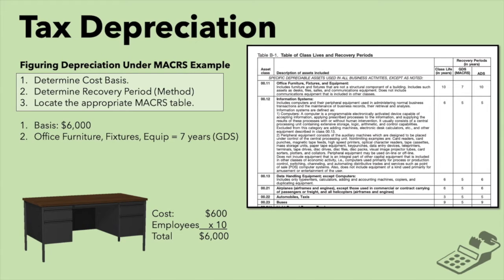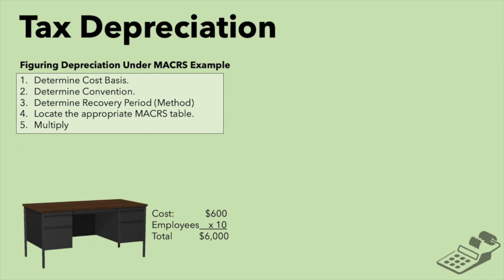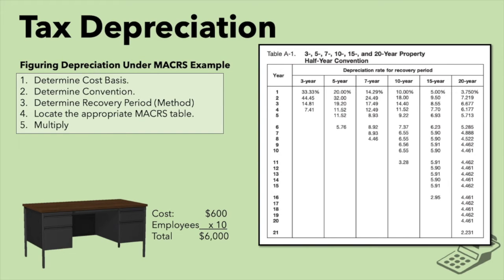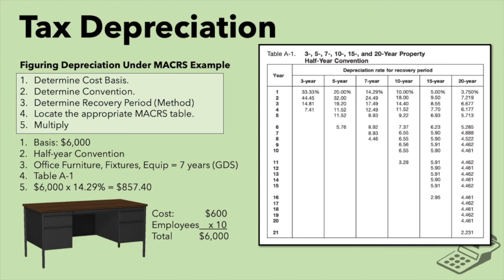years. And so once we have determined the recovery period and the method, we have to locate the appropriate table. And so here we have Table A1 that would be used: 3, 5, 7, 10, 15, and 20-year property under the half-year convention. This is 7-year property as we had identified. And so we would use this table and take our cost basis of $6,000 times the year 1 percentage, which in column 7 here is 14.29%. So 14.29% for year 1 times the 6,000 tells me my depreciation should be $857.40.